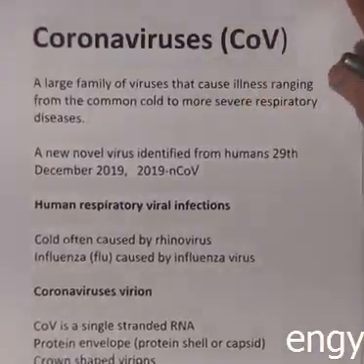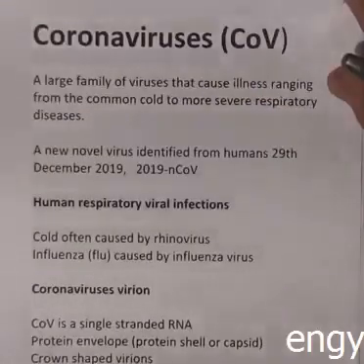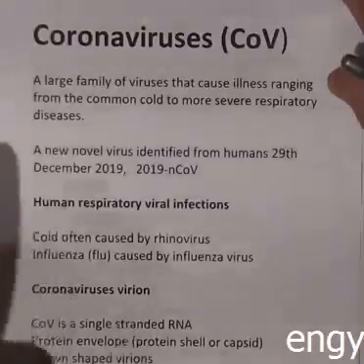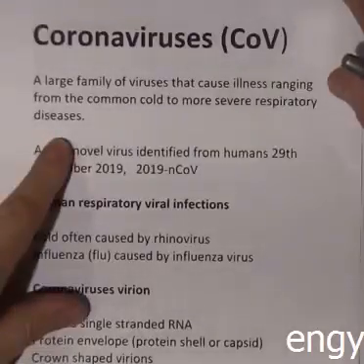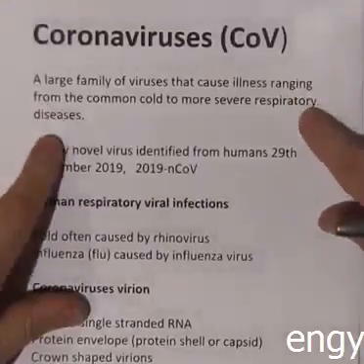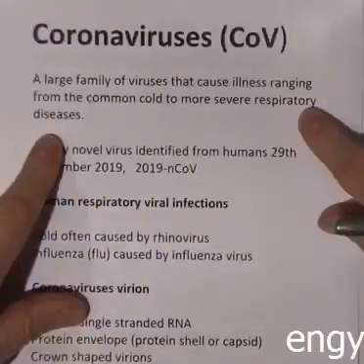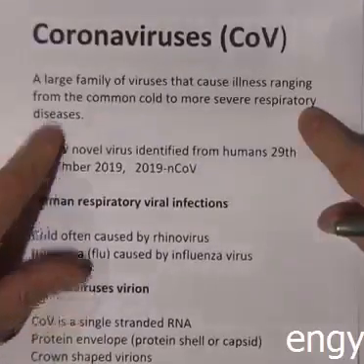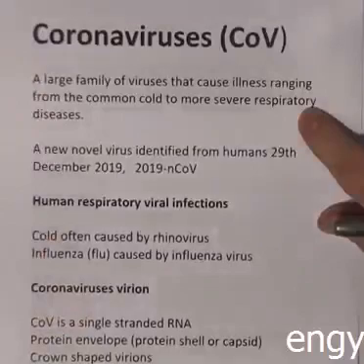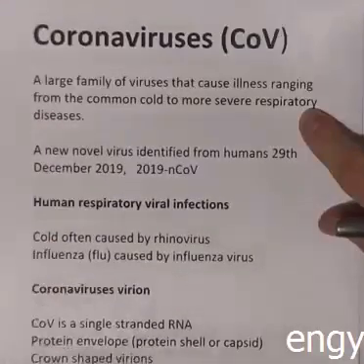Now, really it's coronaviruses. There's lots of these viruses. And it's a large family of viruses that cause illness ranging from the common cold to more severe respiratory disease. This is in humans. Now, the coronavirus, as we'll see, comes from animals. And in animals, it causes a lot of different pathologies. But from now on, I'm just going to be talking about the disease states as it affects humans. And, of course, as it's spreading from China at the moment.